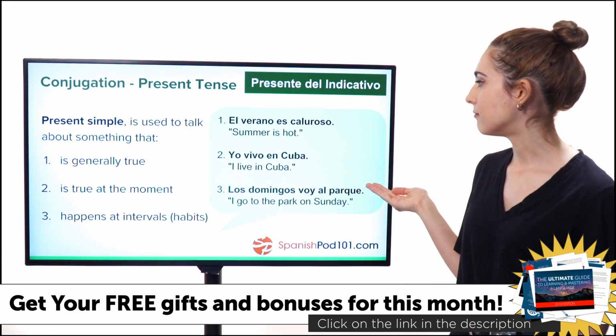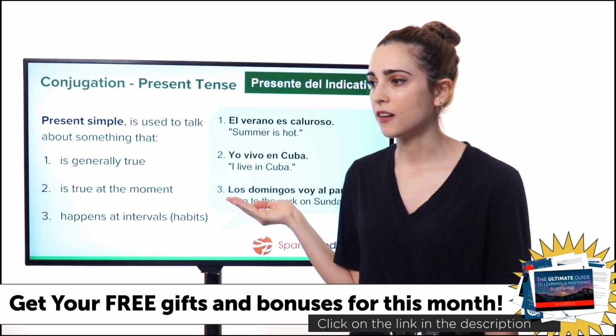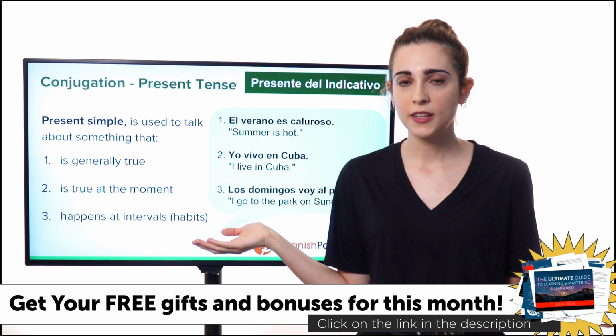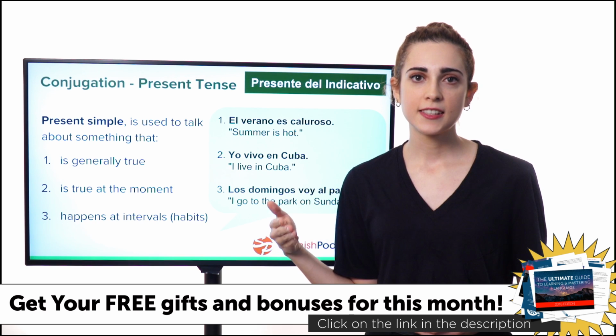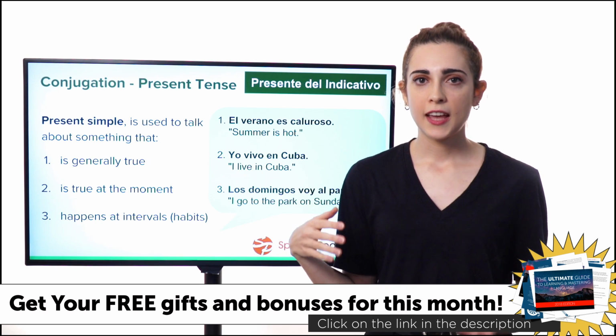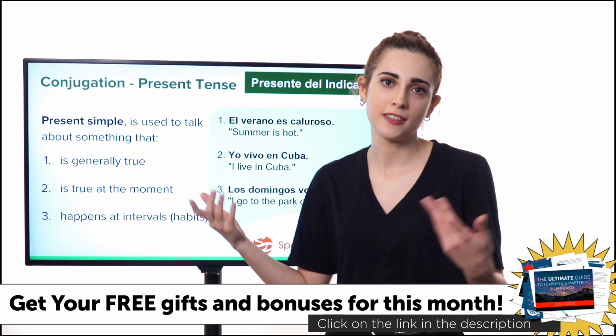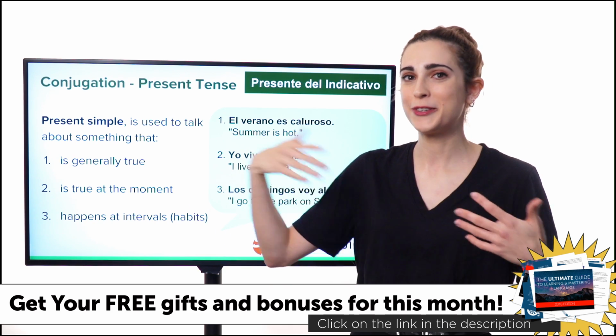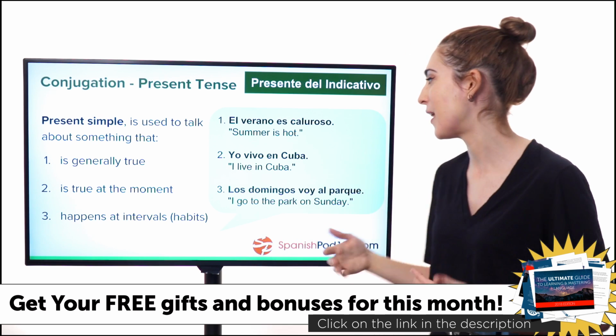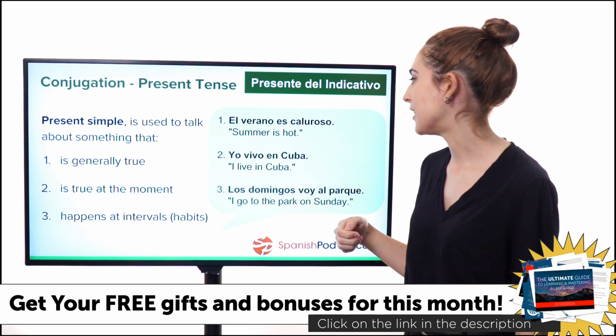For example, we can also use it to talk about our age. Tengo 26 años. I'm 26 years old. So that's true now. It won't be true next year, but it's true now. So I also use the present simple for that.